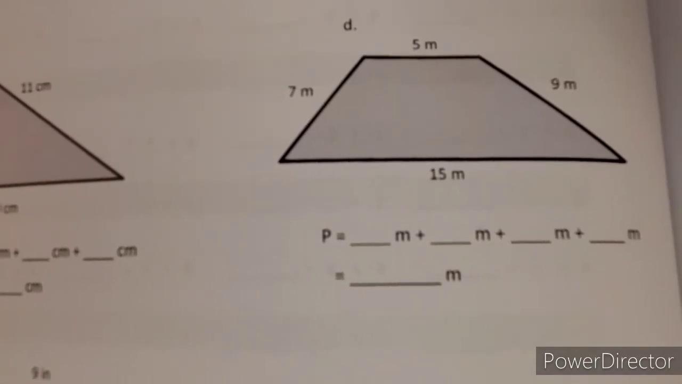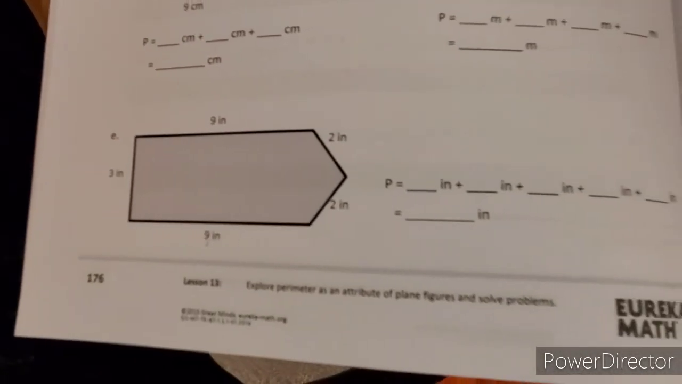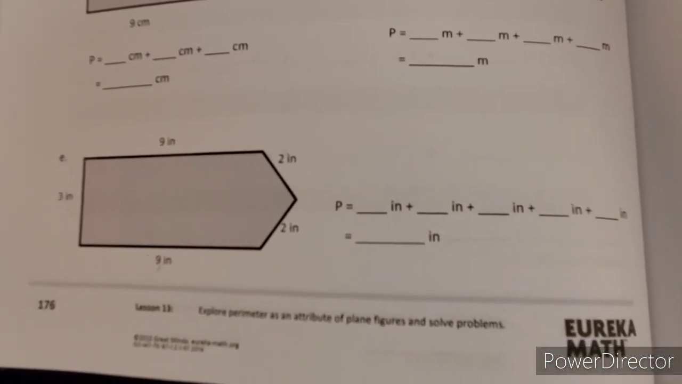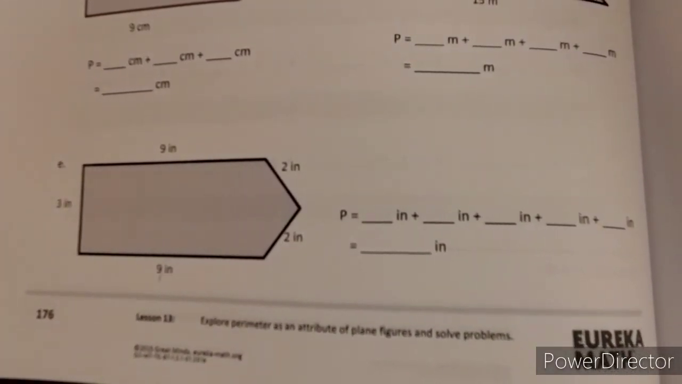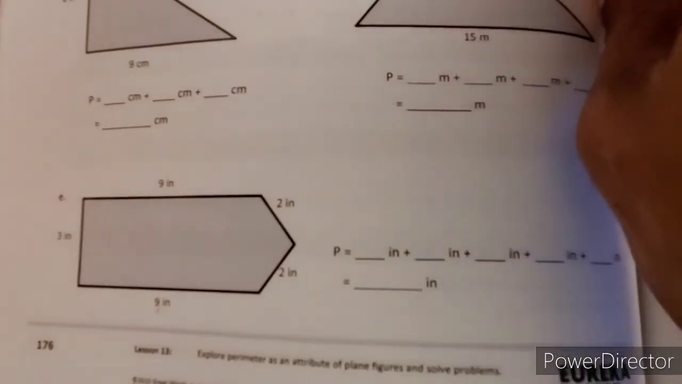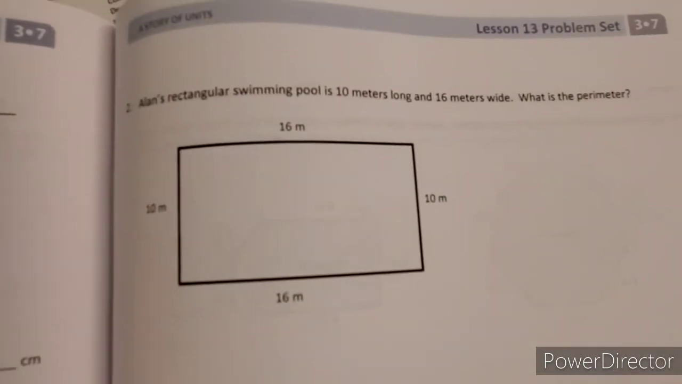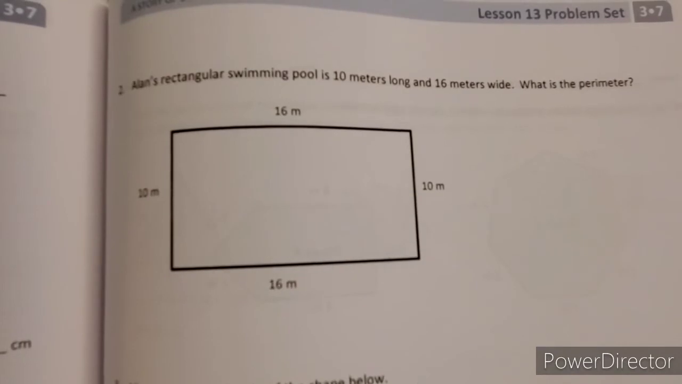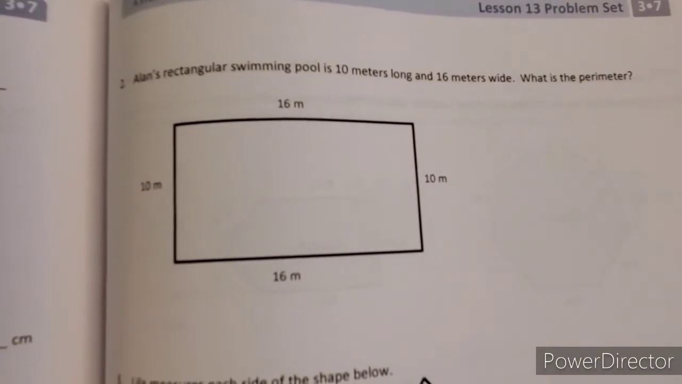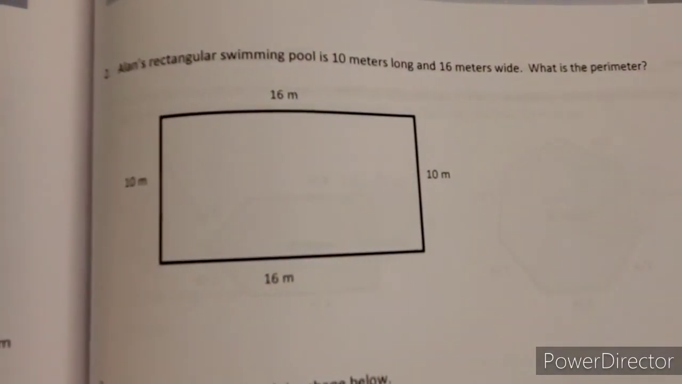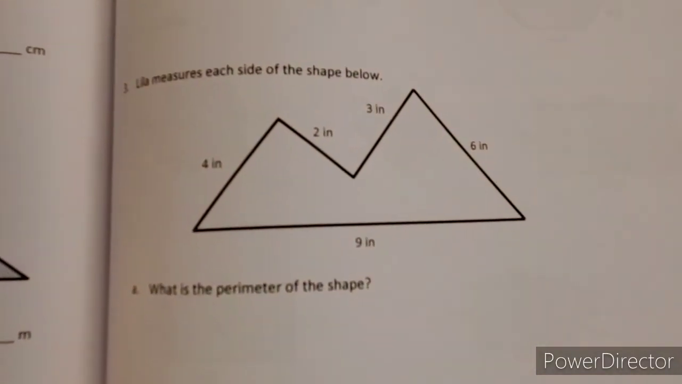Find the perimeter of this one, pause it again, and down here you have a really large one. You find the perimeter of this one. You need to pause the video and work it out as you go along. And as a bonus for you, you can find the perimeter of these two shapes. So this one as well, and you can read, it says Alan's rectangular swimming pool is 10 meters long and 16 meters wide. What is the perimeter? Find the perimeter of Alan's swimming pool. Pause it and then find the perimeter. And also, you can find the perimeter of this shape.